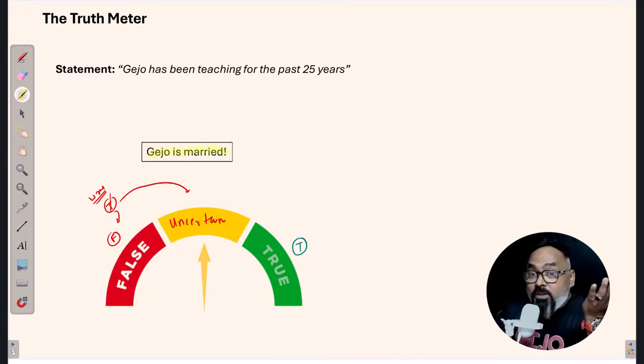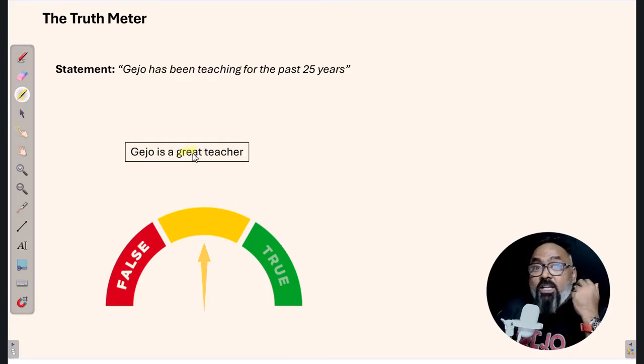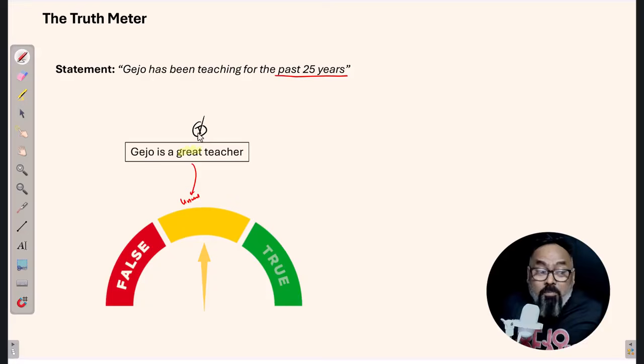Now we could carry on. Gejo is a great teacher. No, how? Gejo has been teaching for the past 25 years. He could be a horrible teacher, could be a great teacher. There is also something that is uncertain. There is also something that is not true. It is not true not because it is a false statement, not because it contradicts, but because we just don't have enough information to arrive at this particular conclusion. Oh yes.